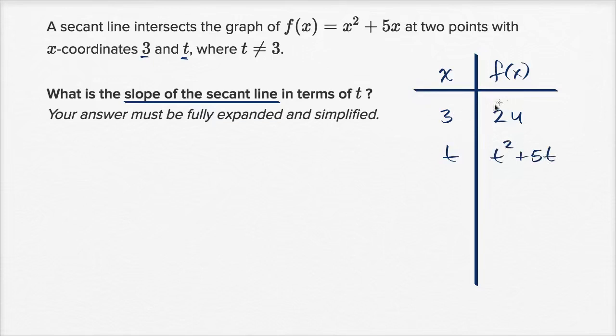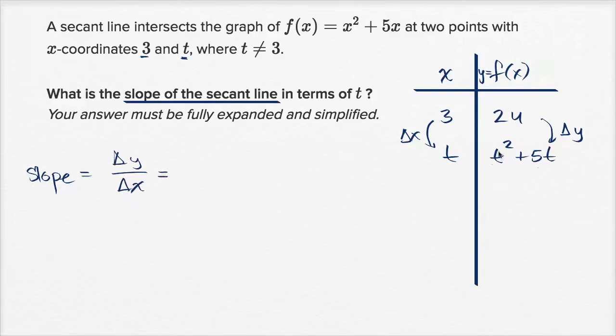And so we have 2 points now that are on this line. This is a secant line. It intersects our function twice, so it has these 2 points on it. And so we just have to find our change in y between these 2 points, and our change in x. And I'm assuming that y is equal to f of x. So our slope of our secant line is change in y over change in x.